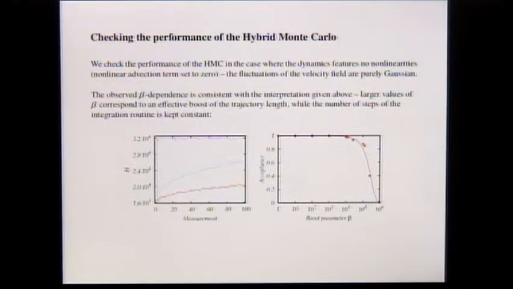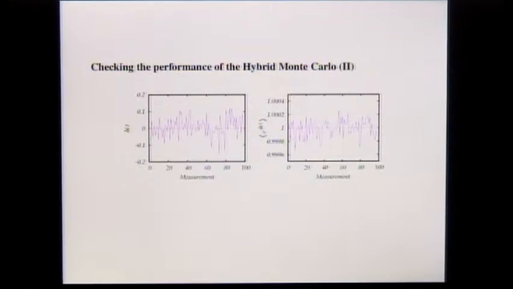Of course, we should always look at the acceptance rate as in any Monte Carlo algorithm, so we cannot play this game to speed up indefinitely. At some point, the acceptance rate will drop because we're making too big errors in the Monte Carlo procedure. But nevertheless, there's a lot of room here to work with. So let us see how this works out.